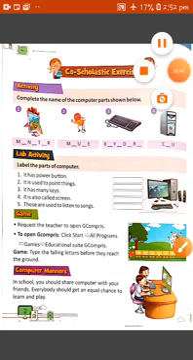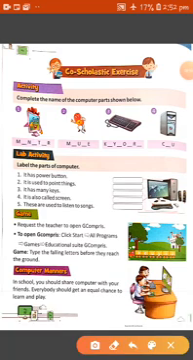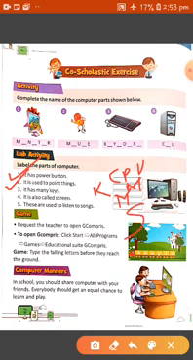Now, lab activity. It has a power button. CPU. It is used to point things. Mouse. It has many keys. Keyboard. It is also called screen. Monitor. These are used to listen to songs. Speakers.